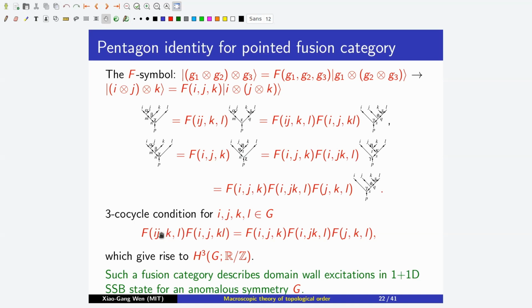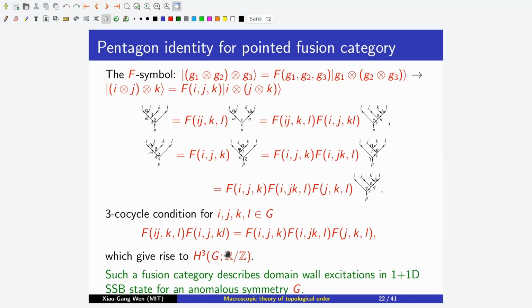And if all the F equal one, this is a solution. That is the trivial solution, and that is this domain wall fusion. And the interesting thing is that more non-trivial fusion is described by group cohomology, and we also know that the anomaly of a symmetry in one dimension is also described by group cohomology, H^3.